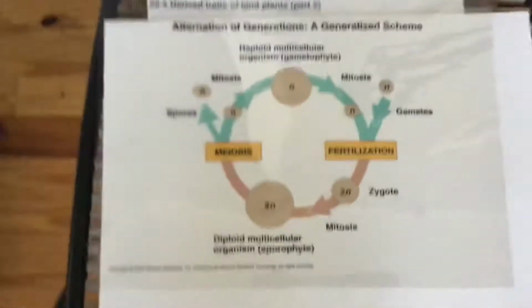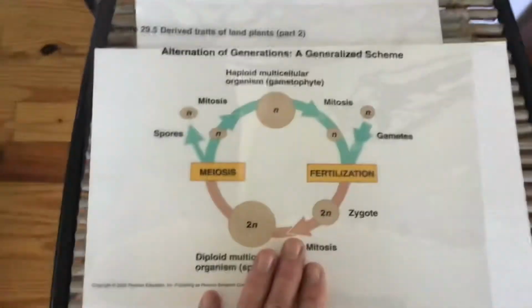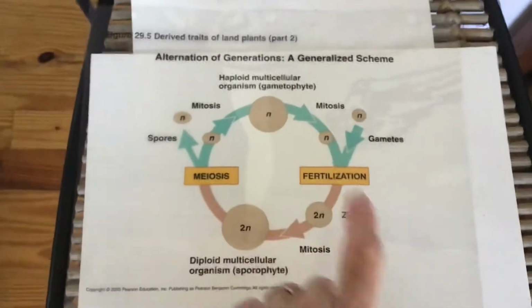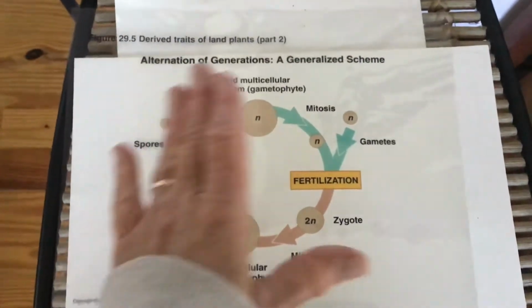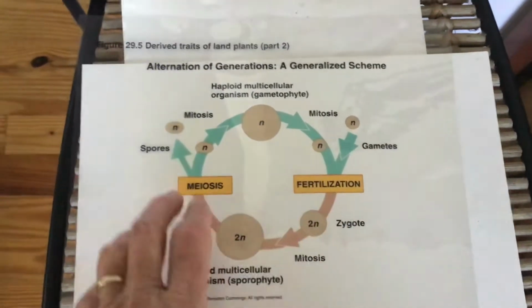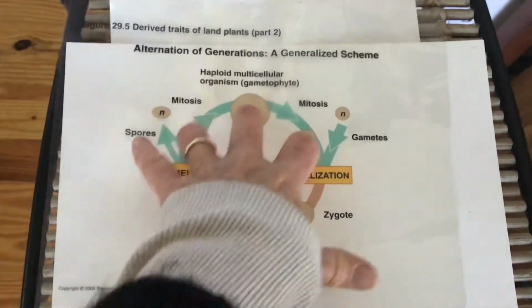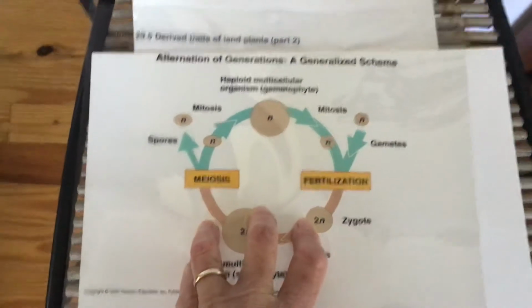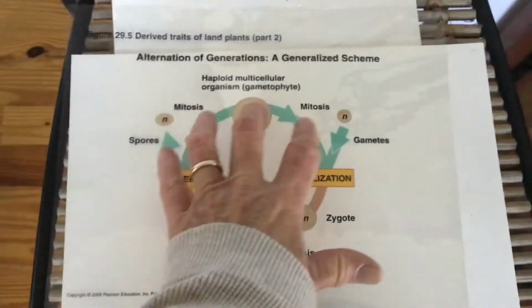So the difference is that, first of all, it's time. That is, there's a big time spent as a 2N organism and a big time spent as a 1N organism. And you're going to see early on it's more in the gametophytic stage than the sporophytic stage. And later on, it's going to be more in the sporophytic stage and less in the gametophytic stage.